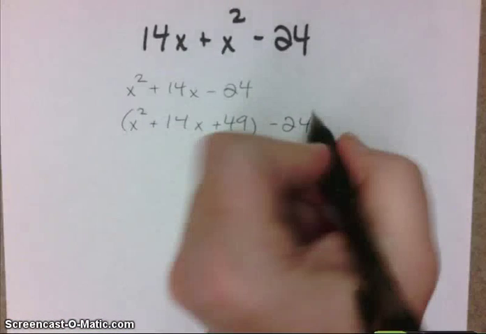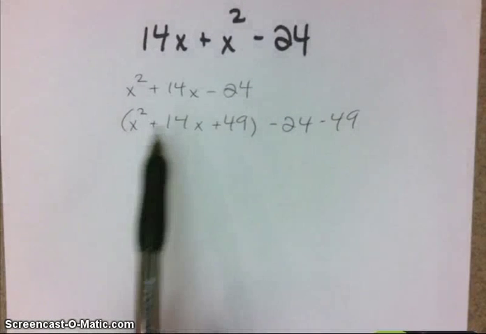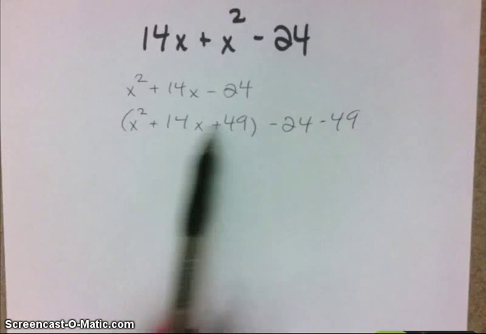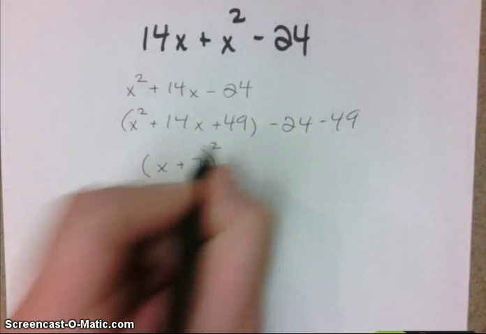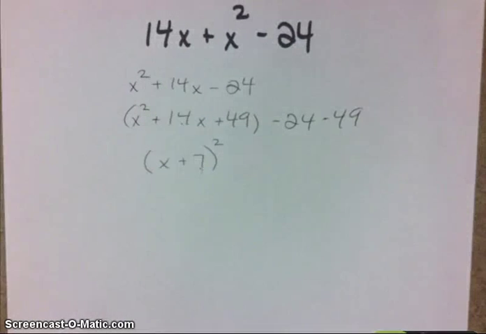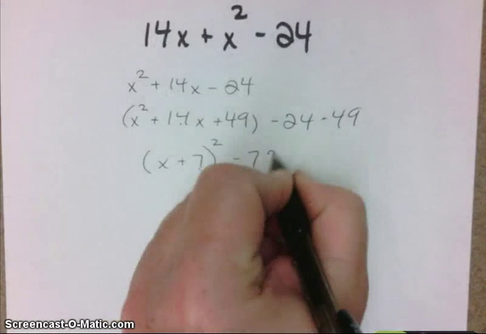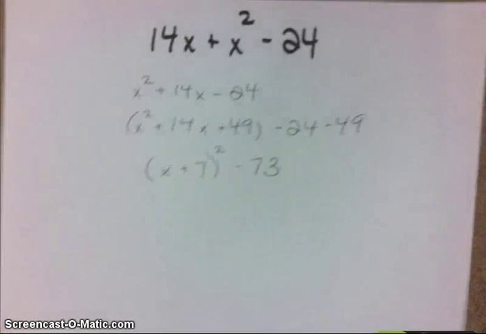To balance that out, we're going to subtract 49 outside of the parentheses. Now again, to factor this is a nice factorization, we're going to end up with x plus 7 squared, and again, that's always that b divided by 2. That's going to give us that number there. And then minus 73 on the end, just cleaning up the negative 24 and the negative 49.